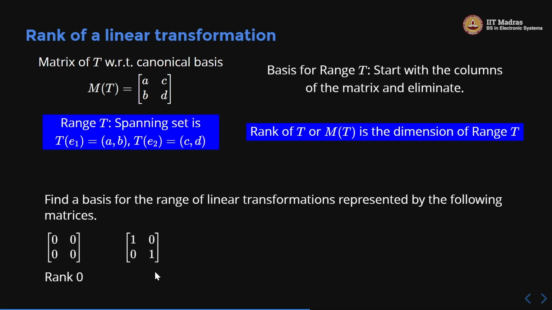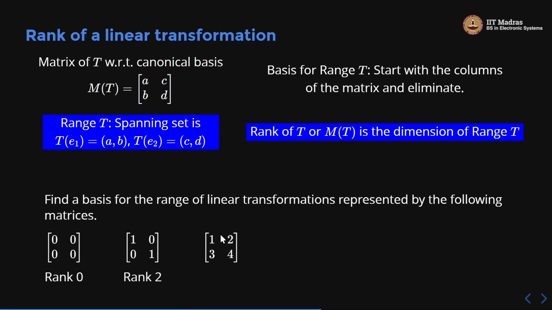Here's another example where you have 1, 0 and 0, 1. Clearly these two are linearly independent, so they themselves make a basis. You can do elimination if you like, but it's clearly linearly independent. This is 1 here, this is 0 here, so there's no way you can make a linear combination to make this 0. They're not in the same direction. You can see it in many different ways. So this is rank 2.